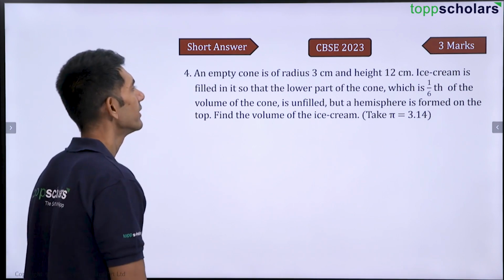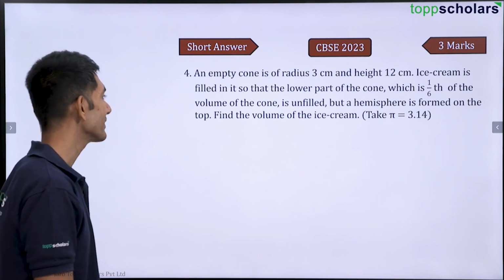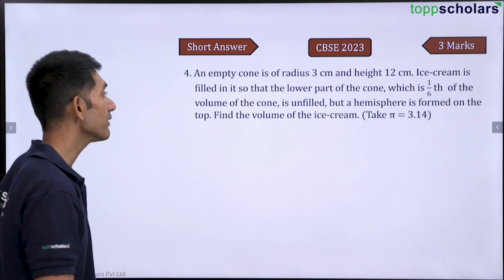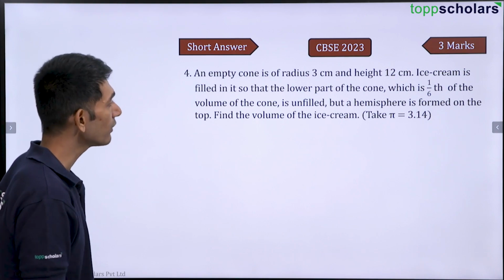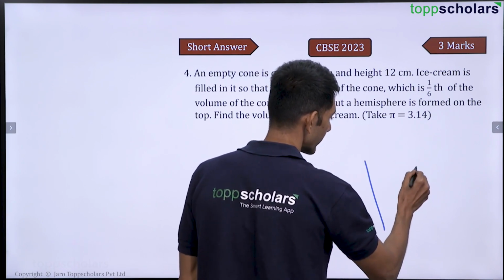Ice cream is filled in it so that the lower part of the cone, which is 1/6 of the volume of the cone, is unfilled, but a hemisphere is formed on the top. Find the volume of the ice cream. So ice cream looks like this. I'll give you the figure first.